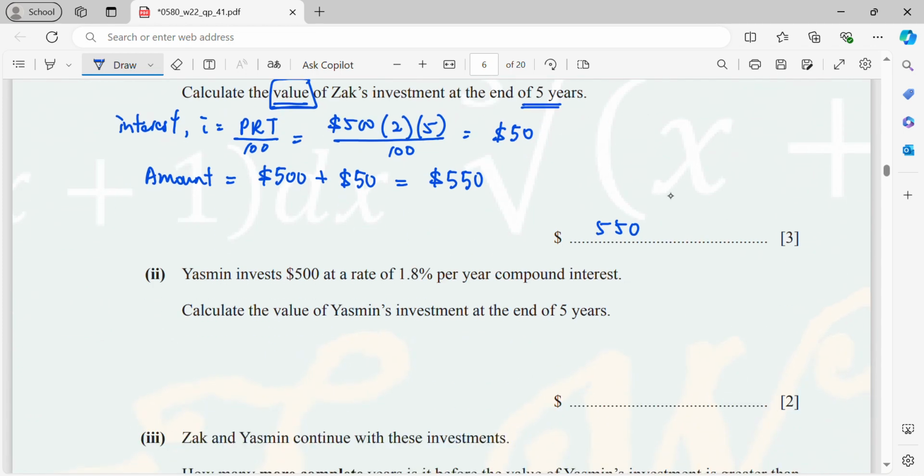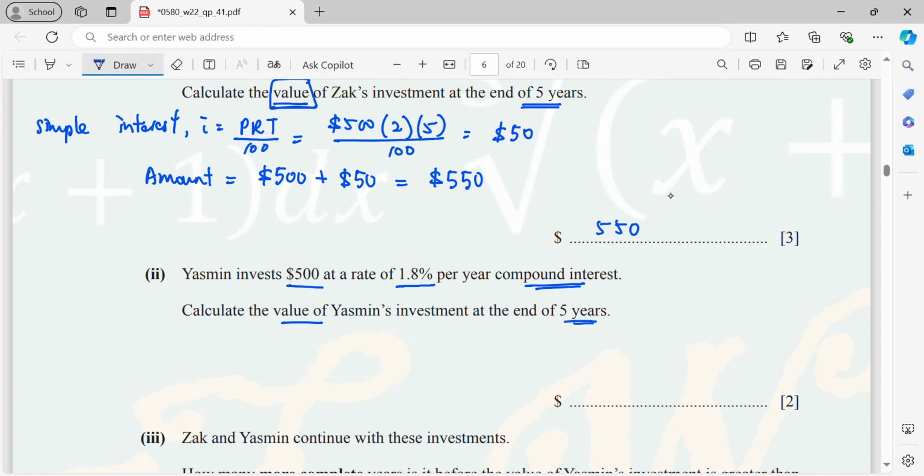Now part 2, Yasmin invests $500 at the rate of 1.8% per year compound interest. Just now was simple interest. Now calculate the value of Yasmin's investment at the end of 5 years.